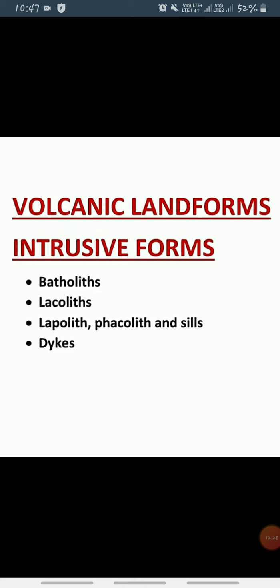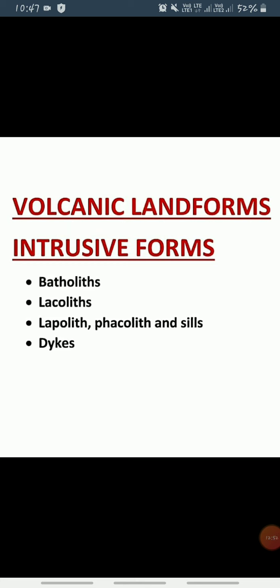When they cool inside the crust, we call them plutonic rocks or intrusive rocks, and when they cool above the surface, we call them volcanic rocks or extrusive rocks. Clear? So the lava that cools within the crustal portion assumes different forms, and these forms are called intrusive forms.